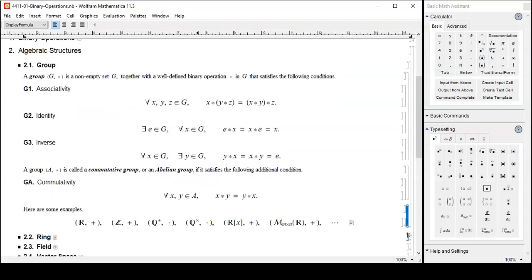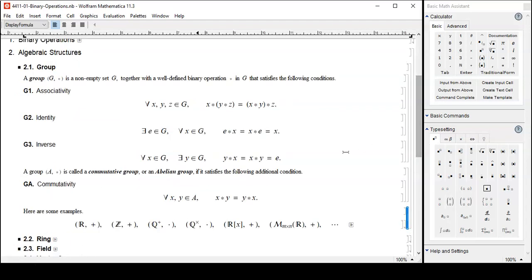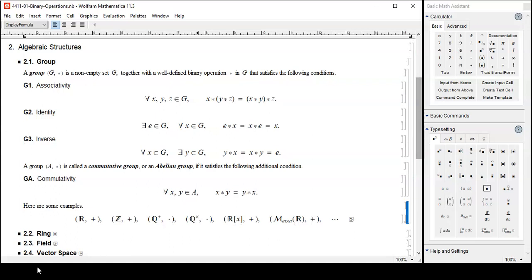Here are some examples. The set of all real numbers under addition. The set of all integers under addition. Let's see. Associativity, yes, of course. Identity, 0. Inverse, negative x. Okay, because we have inverse, the subtraction is also well defined.